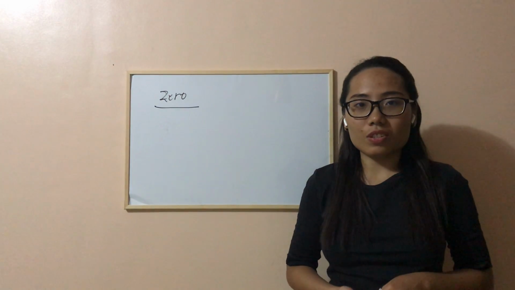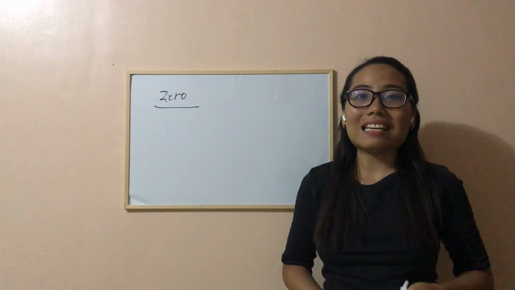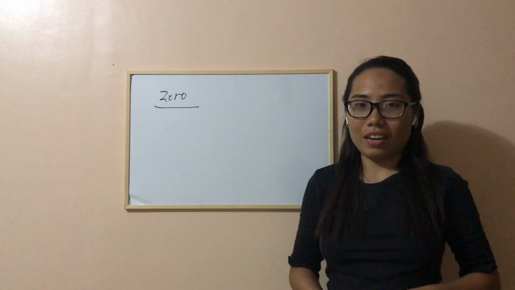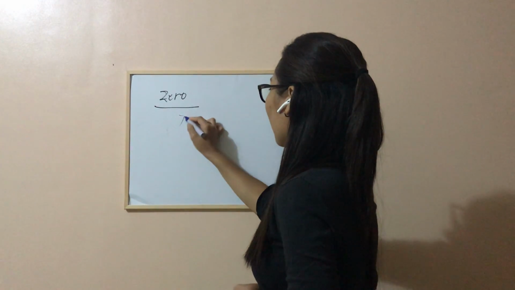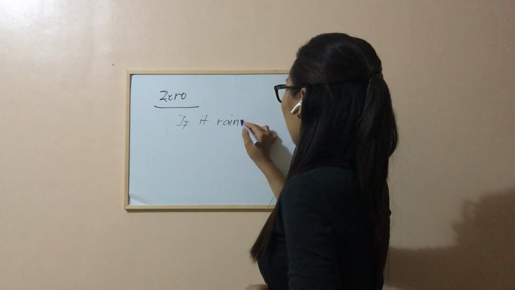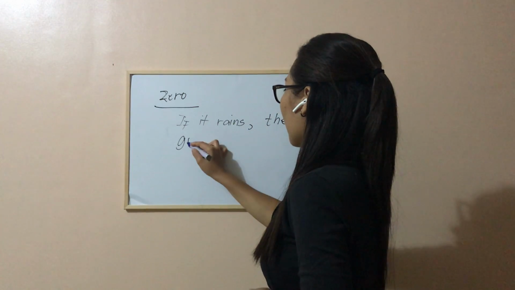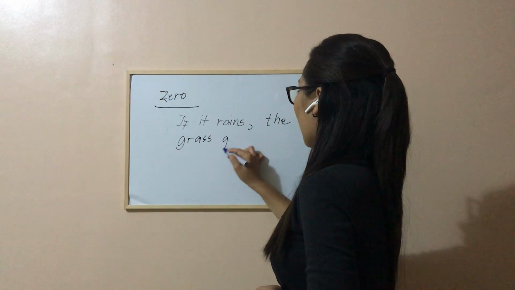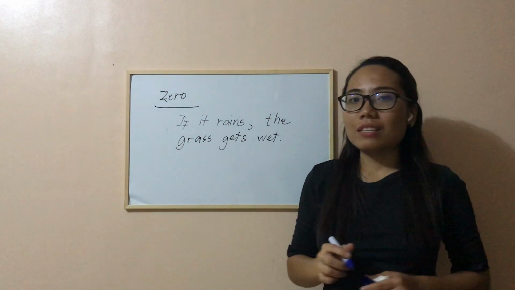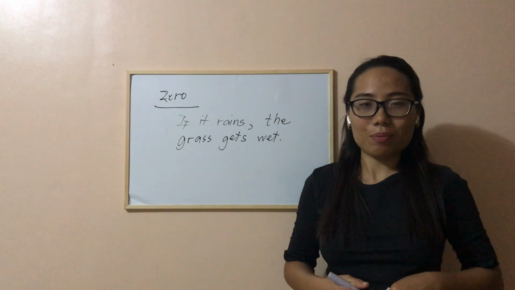We use the zero conditional to talk about general truths. When we say general truths, it means it has a scientific basis. It's always true. For example, if it rains, the grass gets wet. So our example sentence is, if it rains, the grass gets wet.